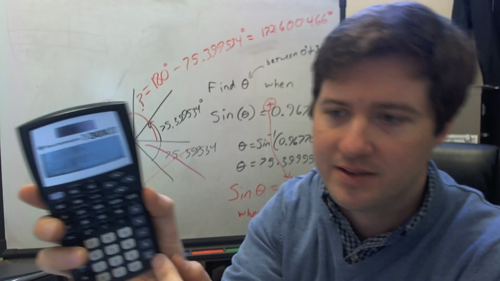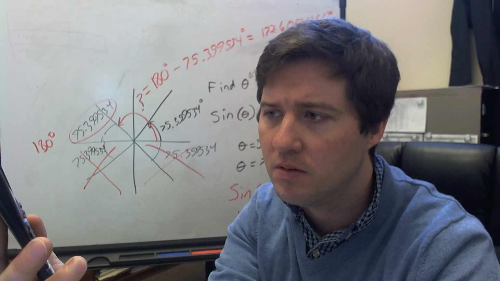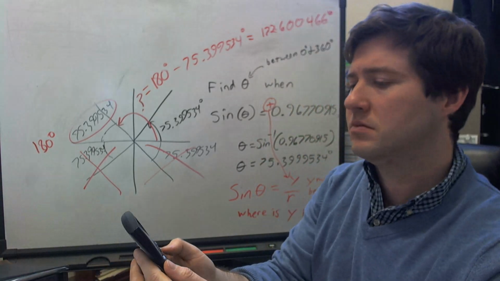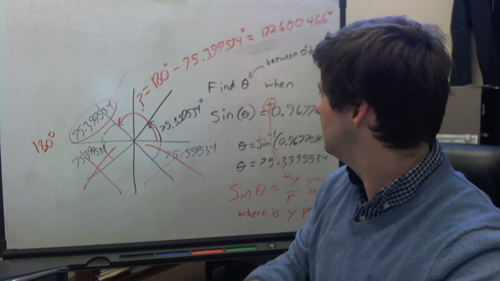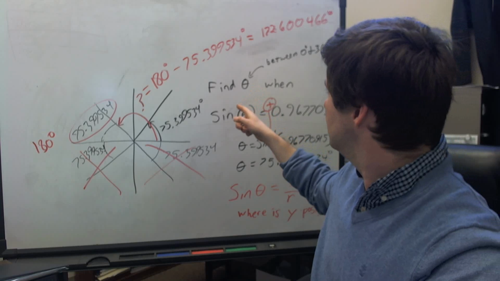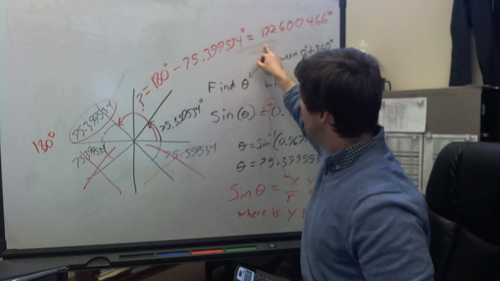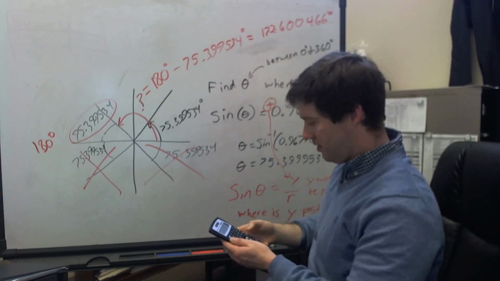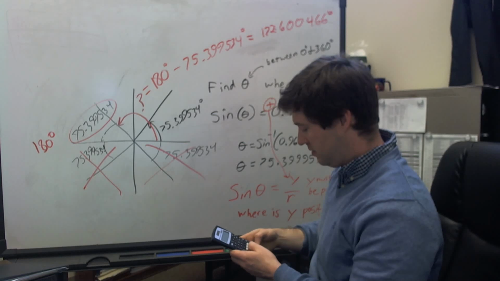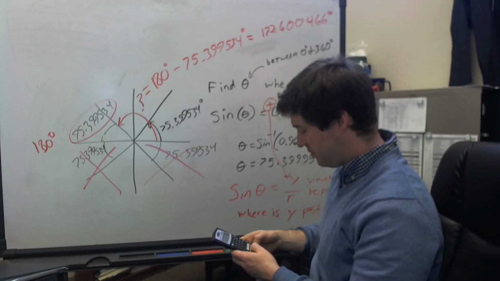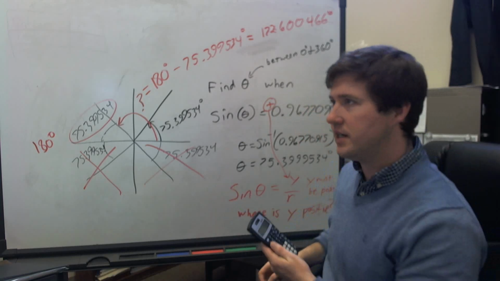I get something wrong. What the heck? What have I done? 180 minus 75 is not 172. That's like 112, I think. It's 104. Okay, so apparently that's when we check our work.